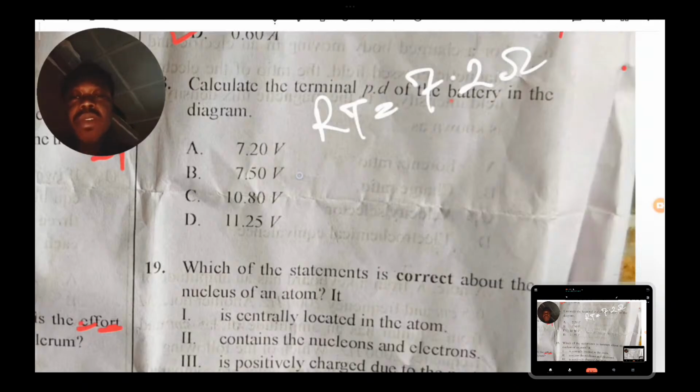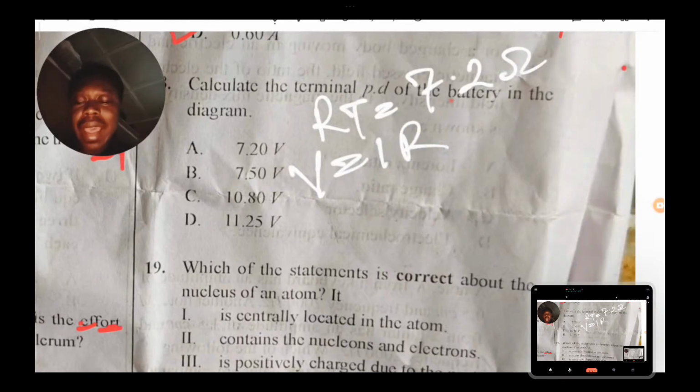Alright, now we have our RT. We are looking for V, because we know that V equals IR. So what is our I? We know that I is 1.5. So V equals 1.5 times 7.2. So that V will now equal 10.8 volts. So our answer is C.